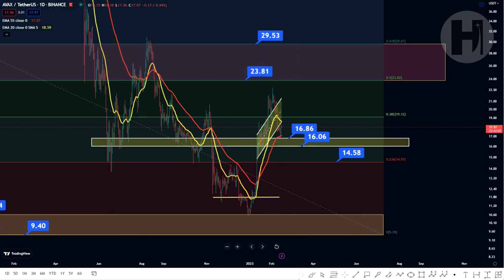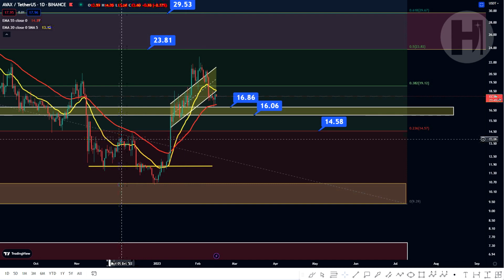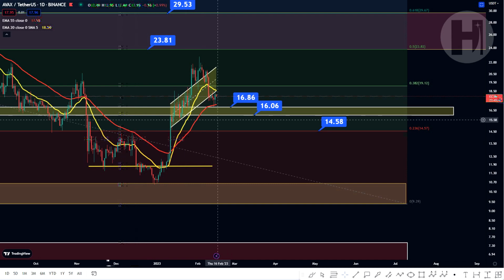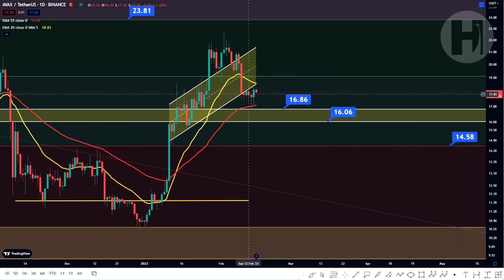right now we managed to hold it as support, because if we don't, we're going to be coming back down to the 0.236, and then I think we're going to be coming back down to retest this local high in December of 2022, which is at $13.86. We are also dumping below this previous support level, and we're retesting it as resistance. We're in between the EMAs right now, so for now we're consolidating here.